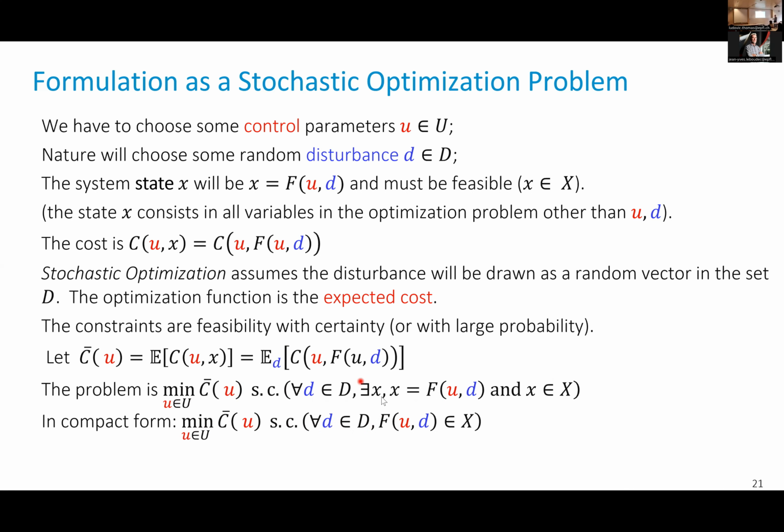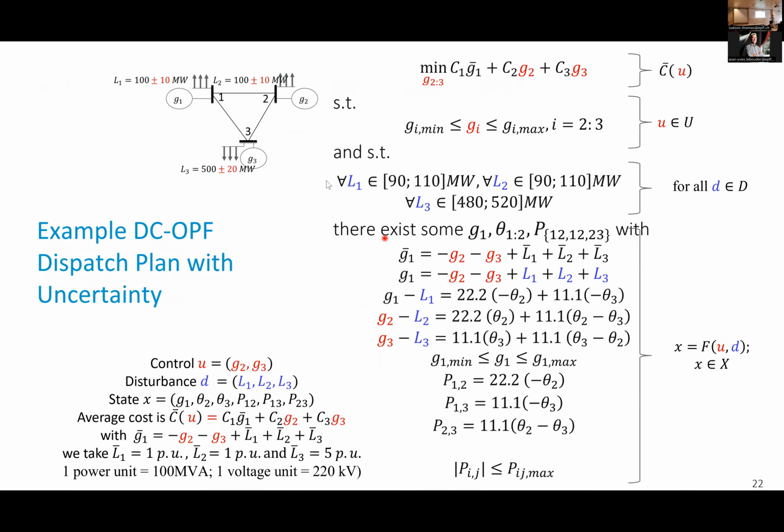Here I've removed one quantifier at the expense of having to have an explicit form for the value of the state as a function of U and D. That's a hidden complexity of what we're doing. Part of the complexity is the presence of quantifiers. We've seen a minute ago how to get rid of quantifiers. But before getting there, before writing the problem, we will need to write it in this form. So we need to eliminate the variable X, which is the state. Let's do this for this problem here.